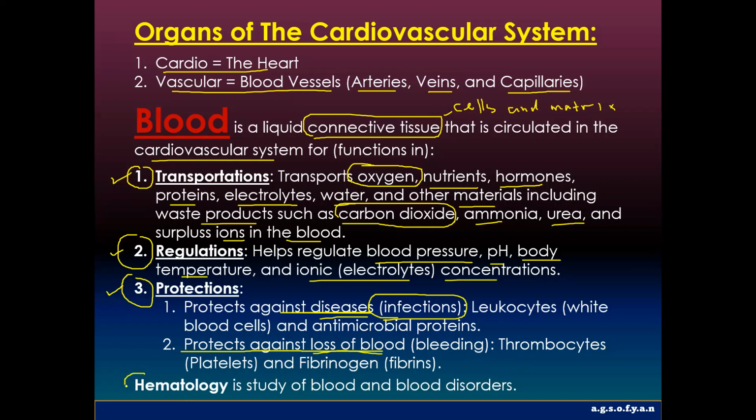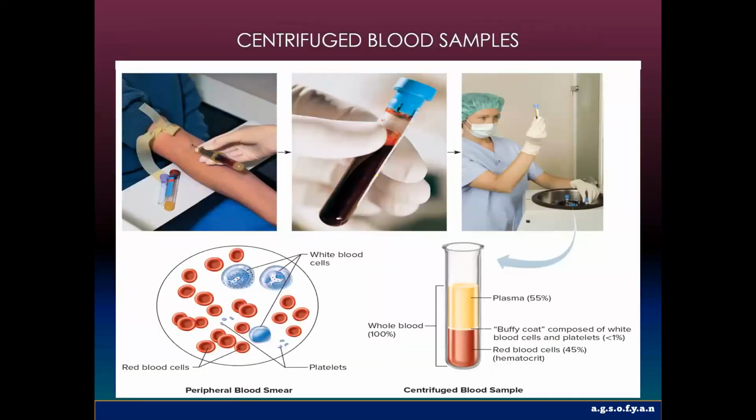The specific study of blood is called hematology. So hema means blood, and logi or logos means science of. So this is the science of blood. When we take blood samples and we centrifuge the blood, we will see that there are two main parts or portions of the blood after centrifugation.